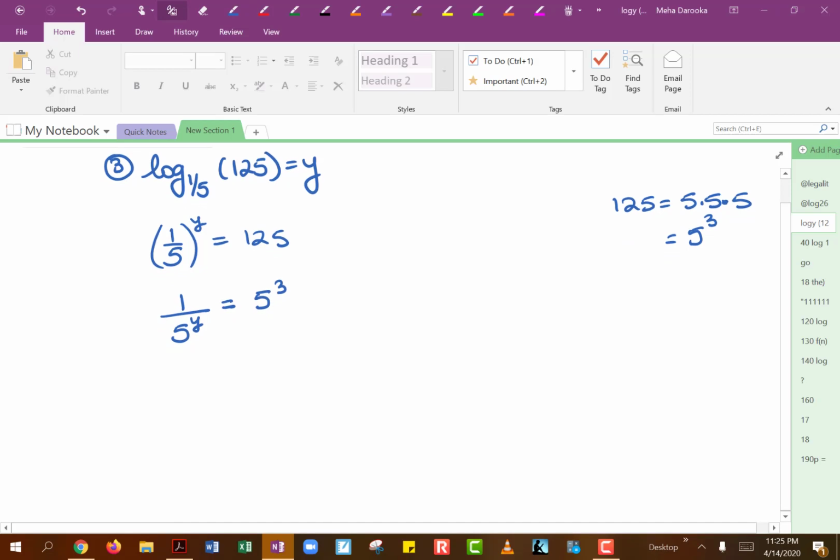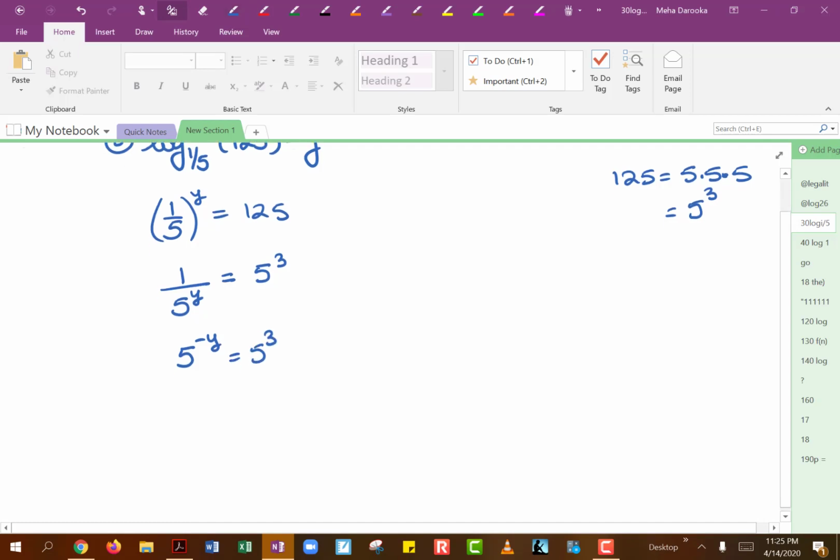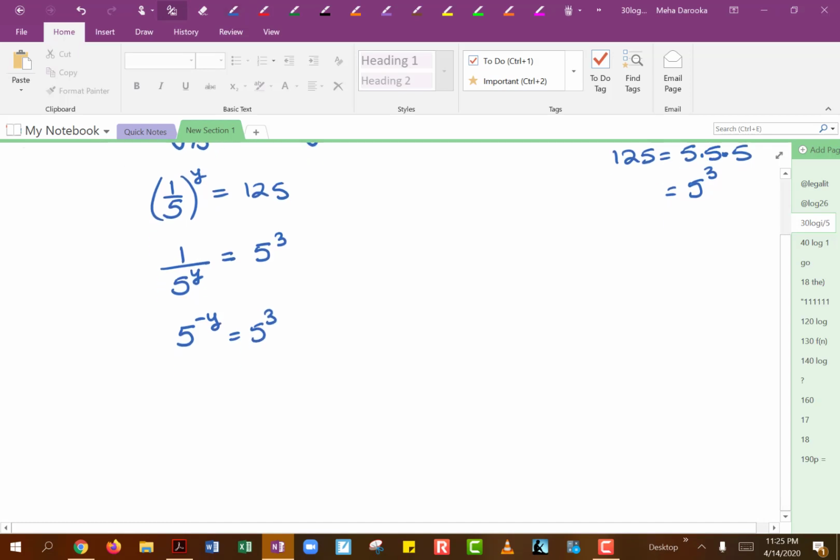Now on the left hand side, since my 5 to the y is in the denominator, I want to bring it to the numerator. So when I bring it to the numerator, that exponent will become a negative exponent. And of course 5 to the third on the right hand side. So now that I have the same base of 5 on both sides, I can say negative y equals 3. And then go ahead and get rid of that negative on the y term. So the negatives cancel out, giving us y equals negative 3.